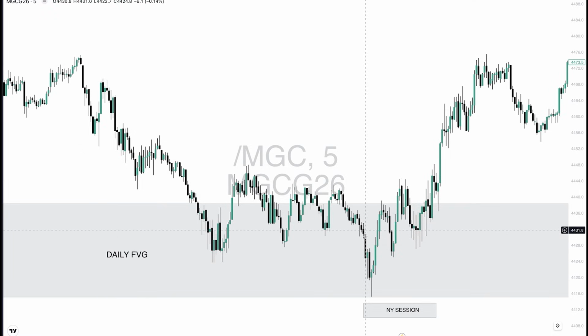And as you can see, during the New York session, a time of day where we anticipate to see manipulation, we anticipate to see these market structures form. What do we see? We see price starts turning around during the New York session, right? Breaks structure whilst within a higher time frame PDA, which is that daily bullish fair value gap.